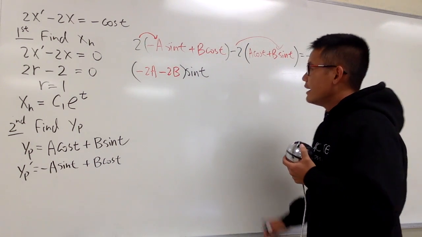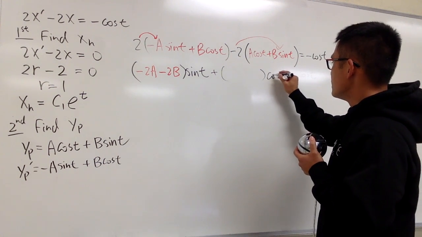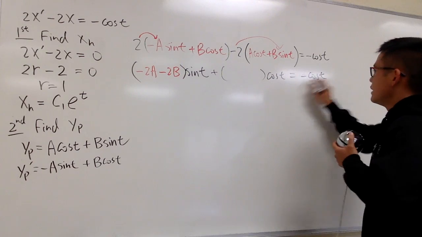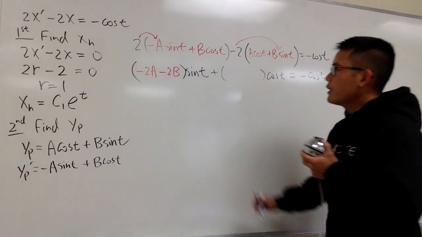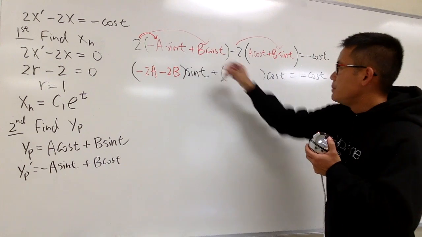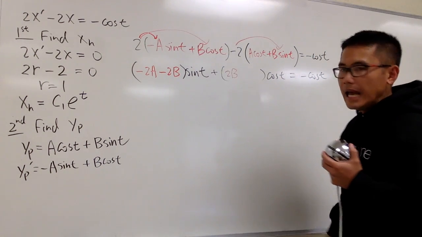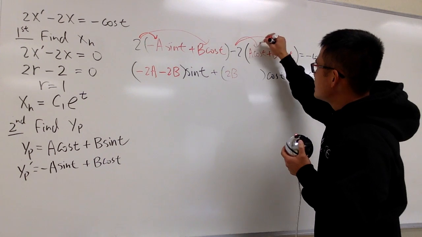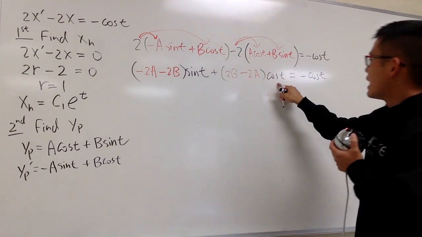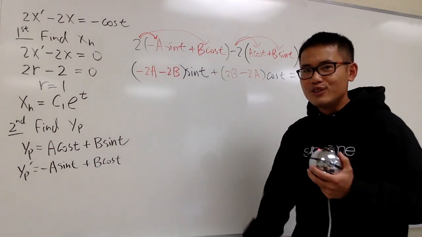Okay? And I will combine this with, well, I don't know this yet. This is going to be a cosine t term. And then I will write this down first, negative cosine t. For the first part, we have 2 times positive b, so this is 2b cosine t right here already. And from here, I will do this times that, which is negative 2a cosine t, all right?